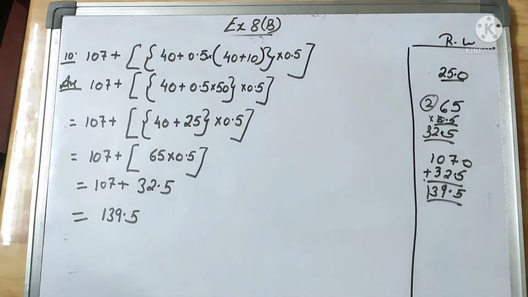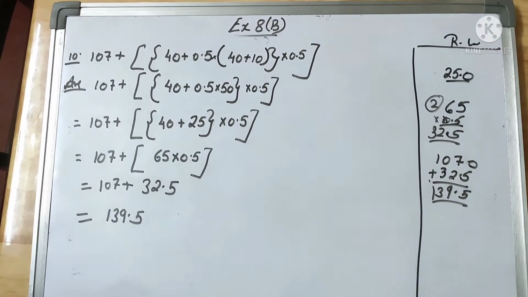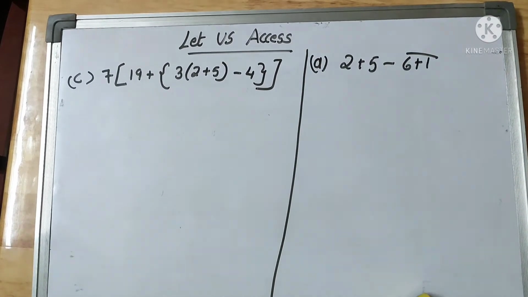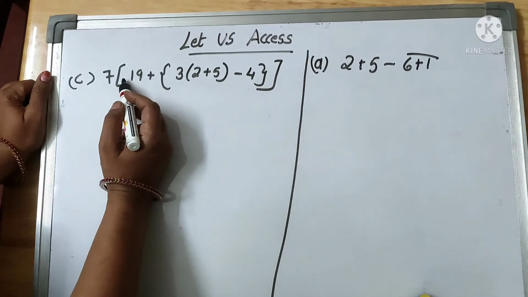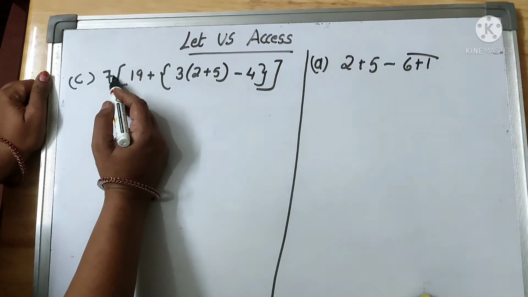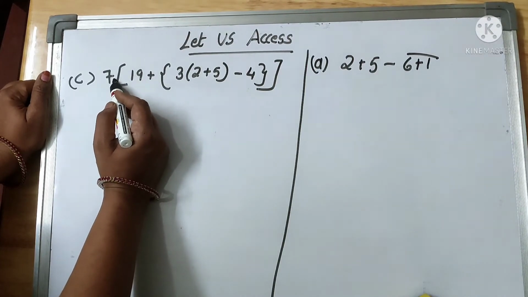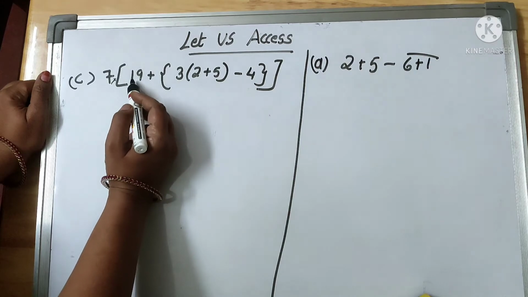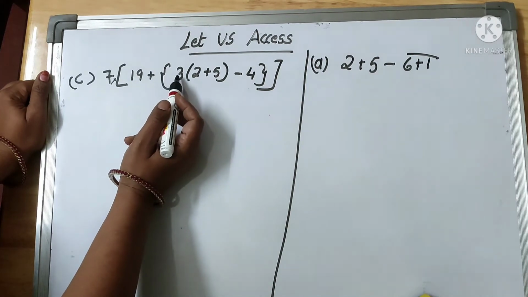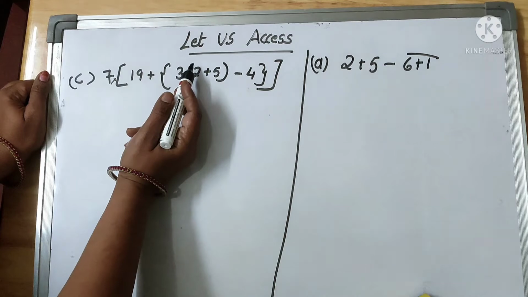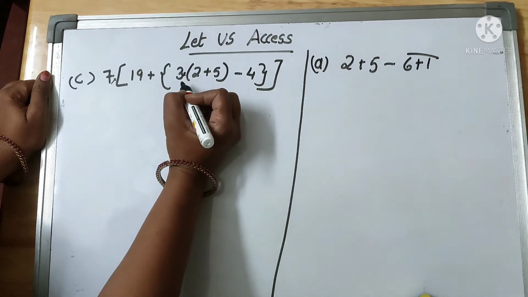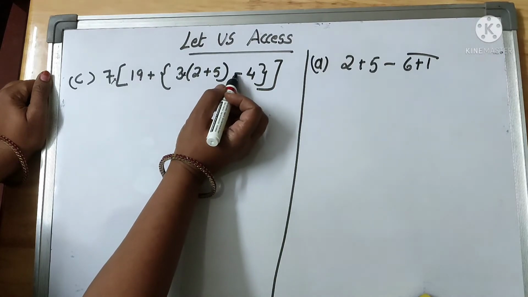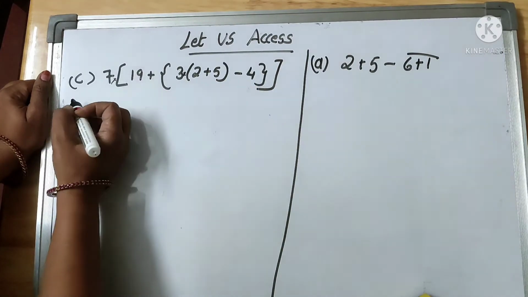Now let us do a few examples of lattice axis. Now let us access C1, 7 into 19. Here see, when square bracket started, no sign is there. What does it mean? It means that there is a multiplication sign. 7 into square bracket 19 plus curly bracket, then 3. Again there is no sign here, directly round bracket is there. What does it mean? It means that there is a multiplication sign. 2 plus 5 minus 4, curly bracket closed, then square bracket closed.